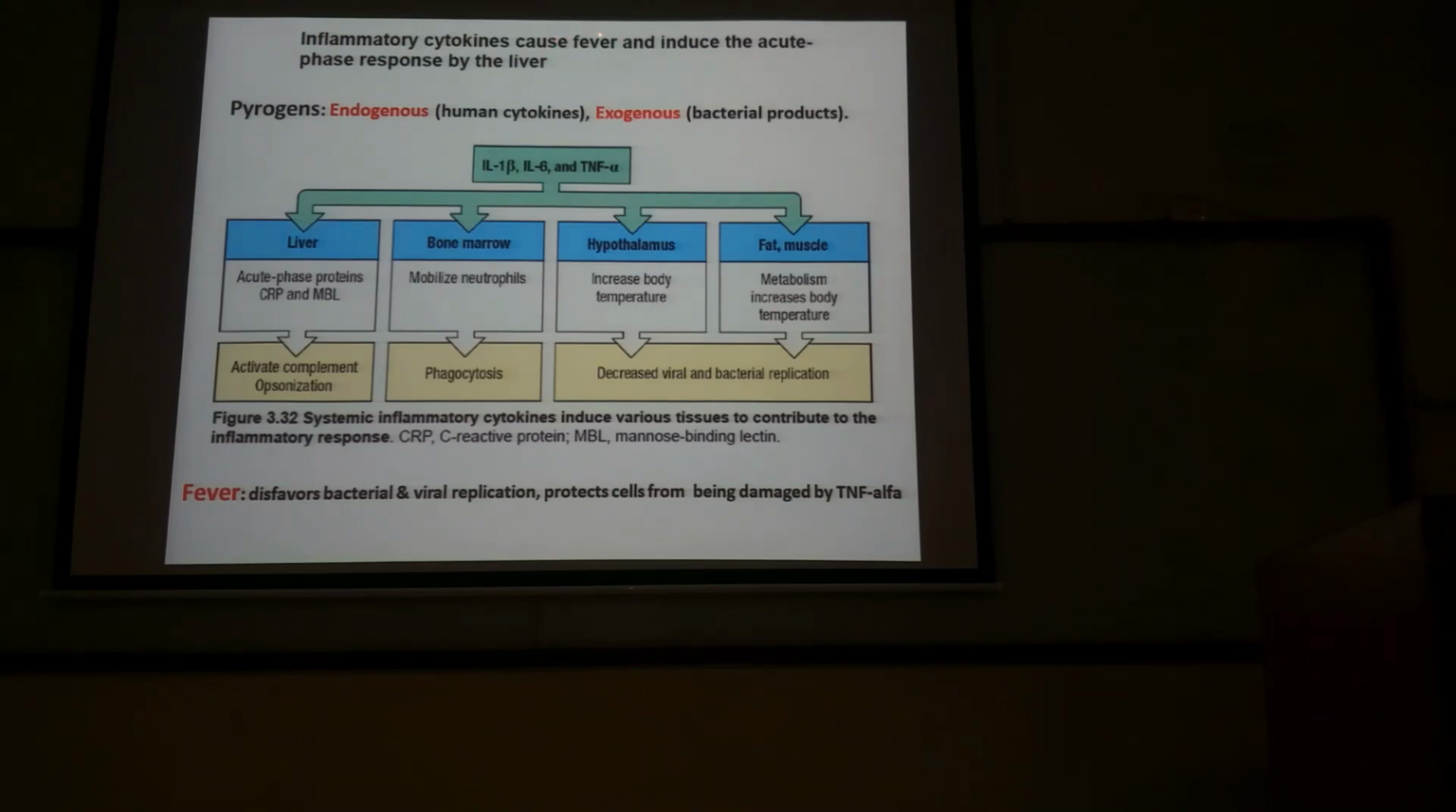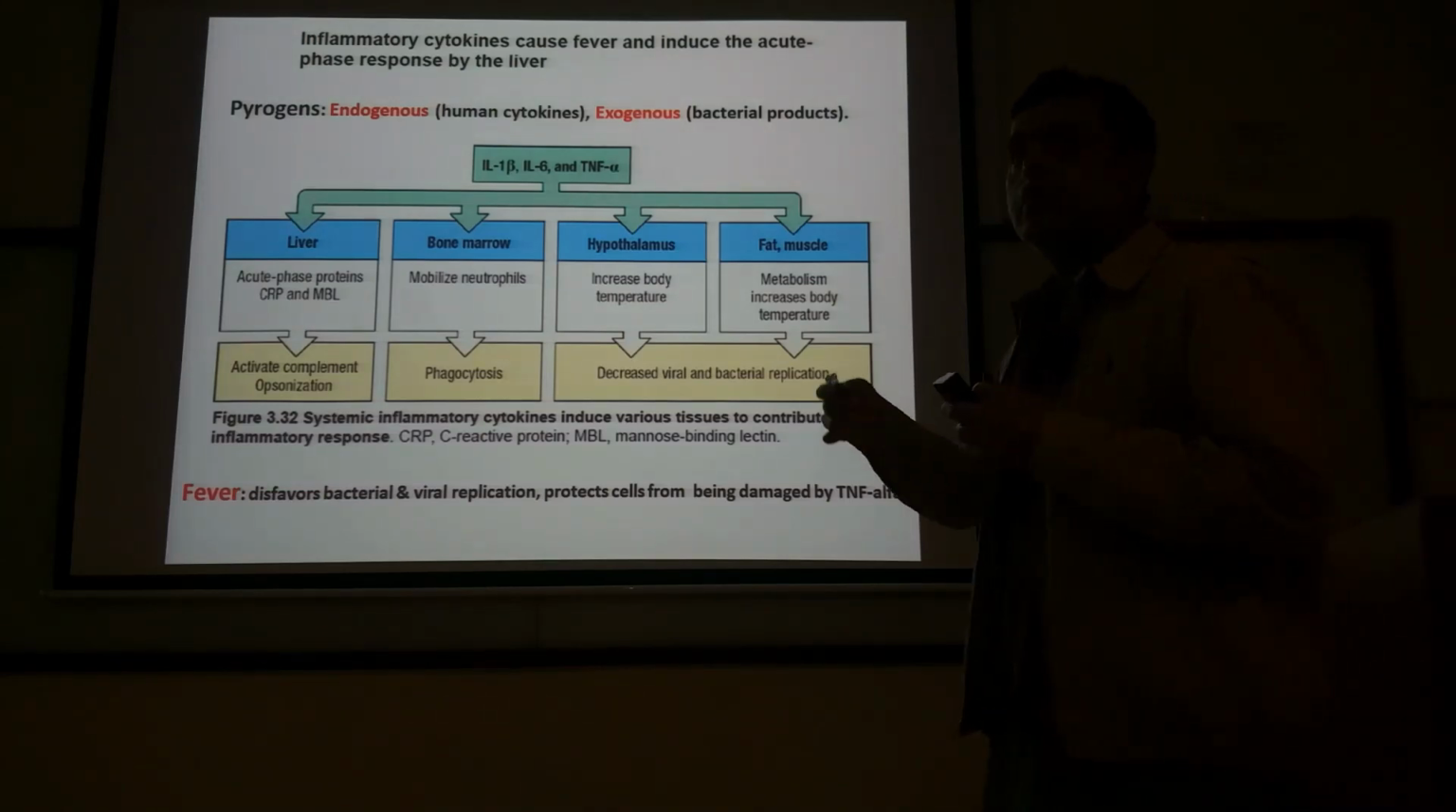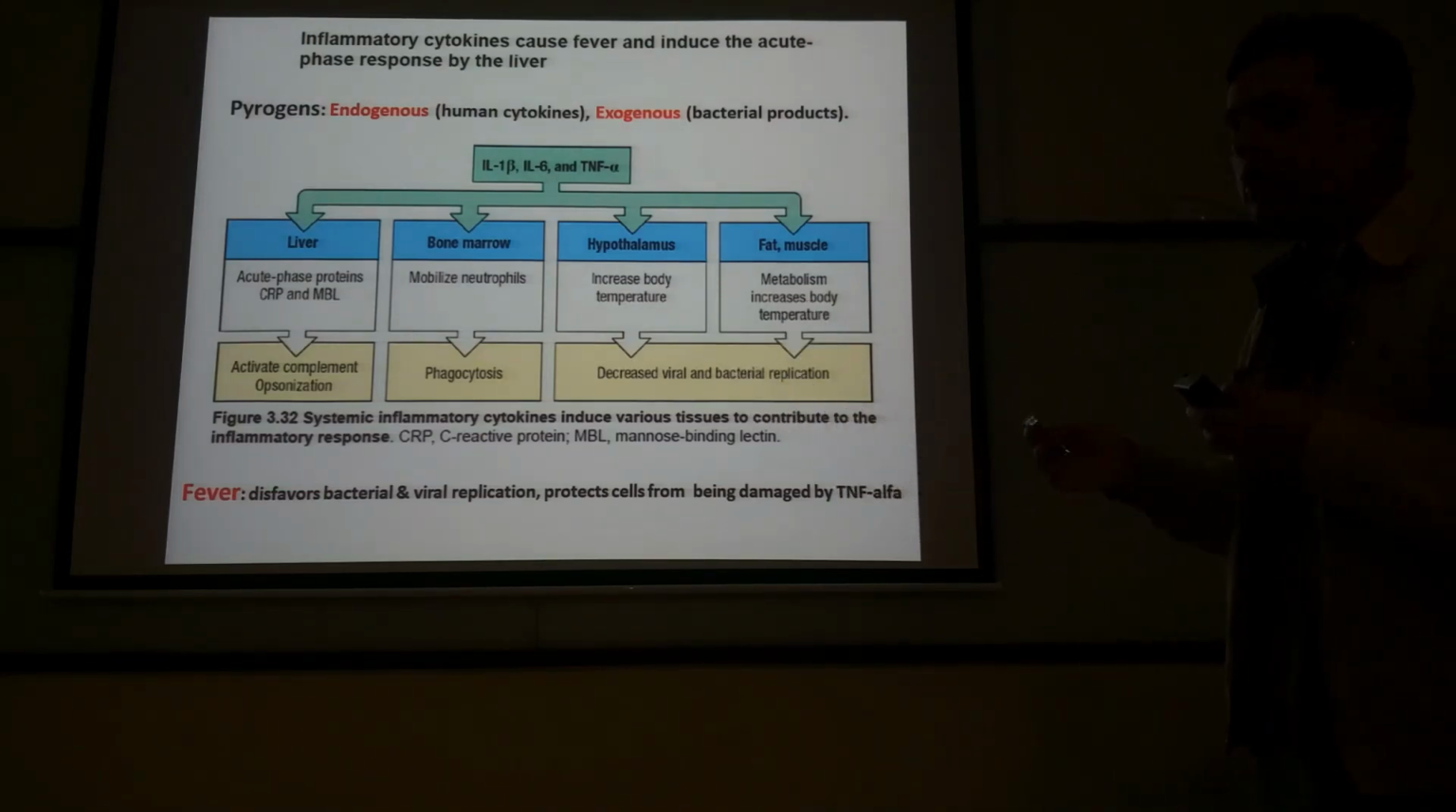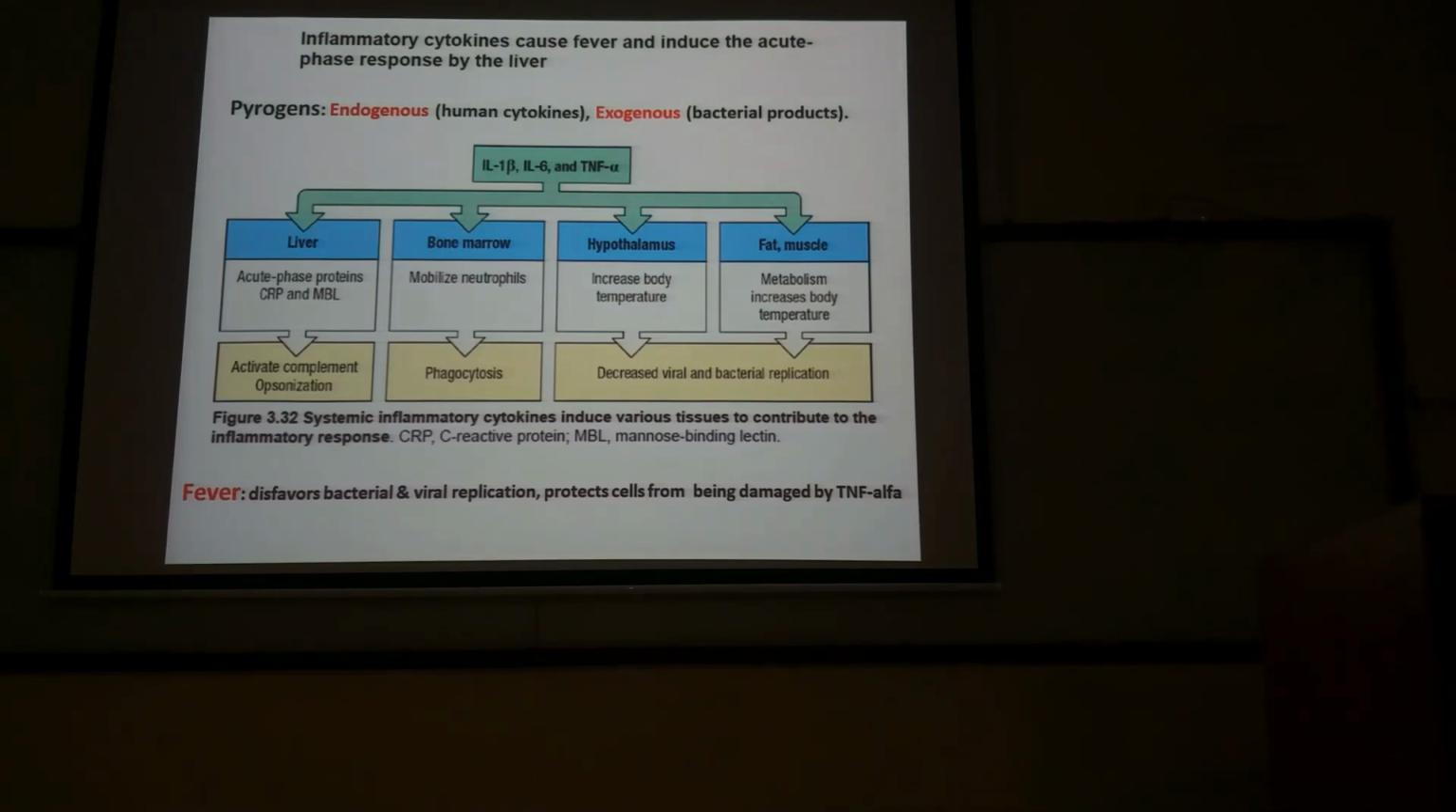So there are different things that can cause fever response or that can increase the body temperature. Okay? And these things can either come from outside the body, or these things may be produced inside the body. We call them pyrogens. They are pyretic. They increase the body temperature. They cause hyperthermia.